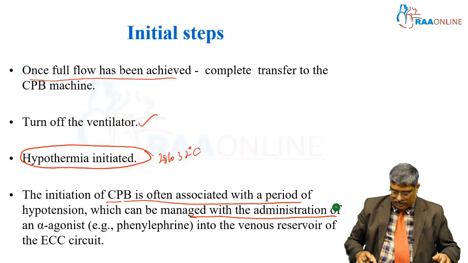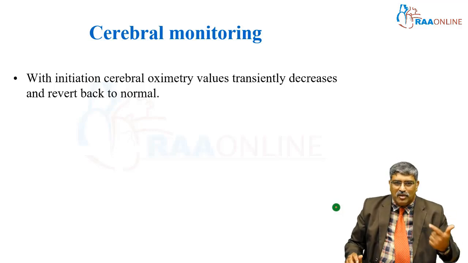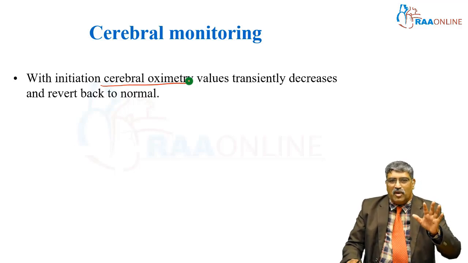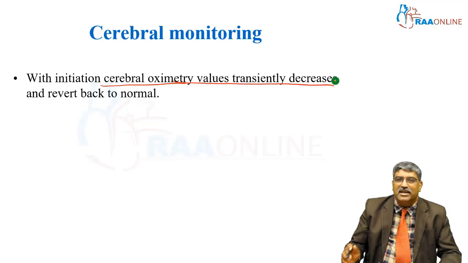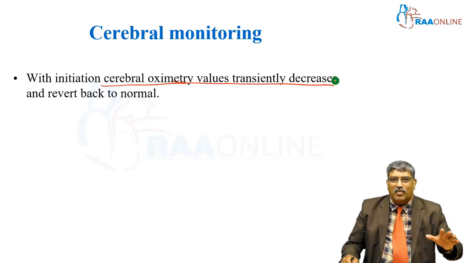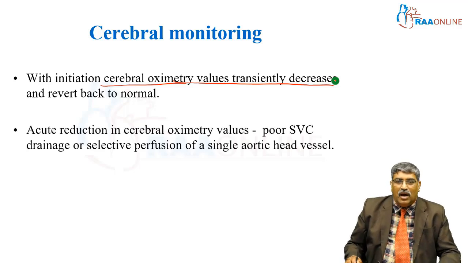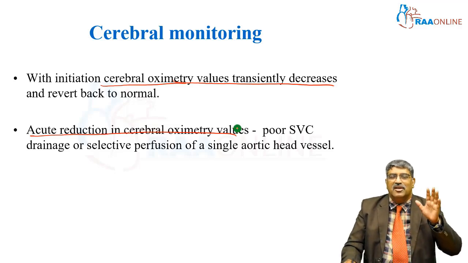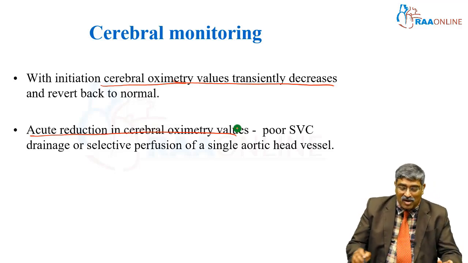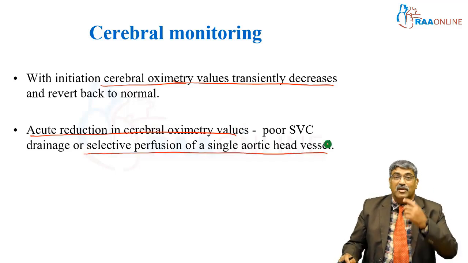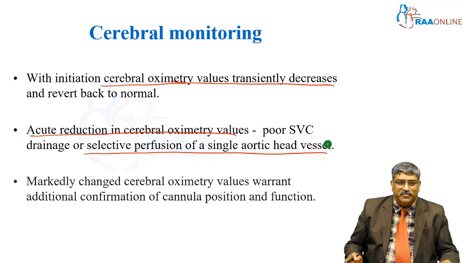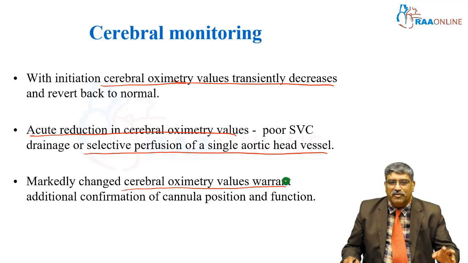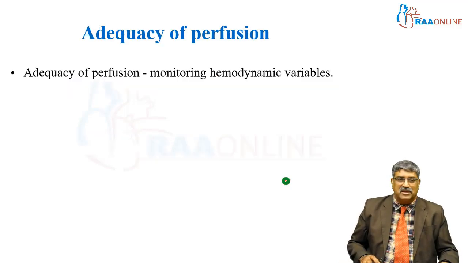maintain the blood pressure. Coming to neurological monitoring. With initiation of cardiopulmonary bypass, cerebral oximetry value can transiently decrease, but it gets back to normal in a few seconds. Acute reduction in cerebral oximetry values shows that there is poor superior vena cava drainage or selective perfusion of single aortic blood vessels. Marked change in cerebral oximetry value warrants additional confirmation of the cannula position and function.